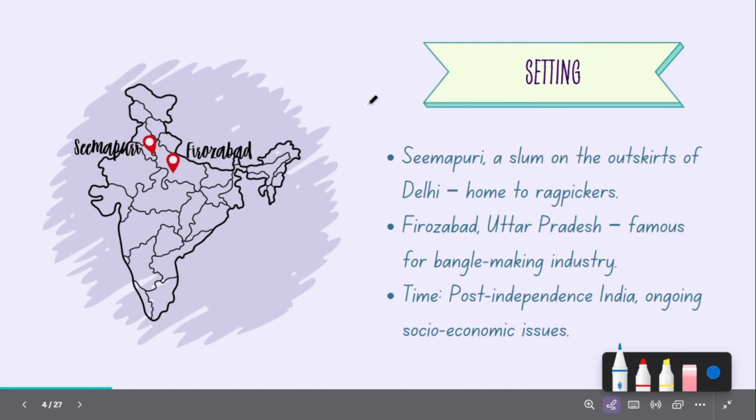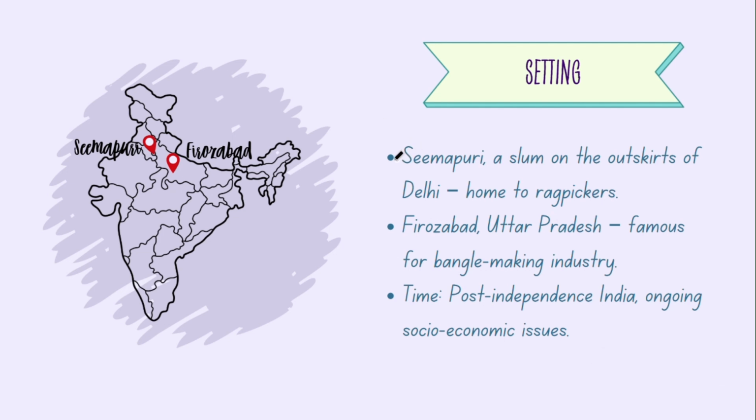Now this chapter has been divided into two parts. Therefore, we have two different settings. One is Seemapuri, which is a slum on the outskirts of Delhi, a home to rag pickers. Rag pickers are people who pick out garbage and then they sell it forward to earn money. The second setting is in Firozabad, which is in Uttar Pradesh, which is famous for bangle making industry.